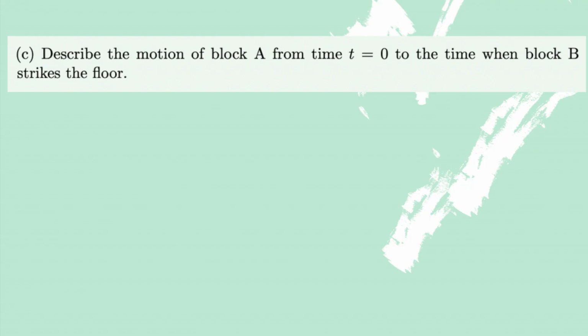Now in part C, we want to describe the motion of block A from time t equals 0 to the time when block B strikes the floor. Well, let's think about this. We know that block A also has an acceleration of g over 2 across the table. So this means that before block B strikes the floor, block A will continue to accelerate across the table with the same acceleration as block B.